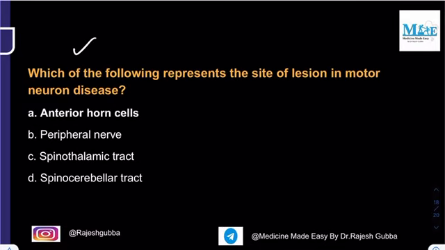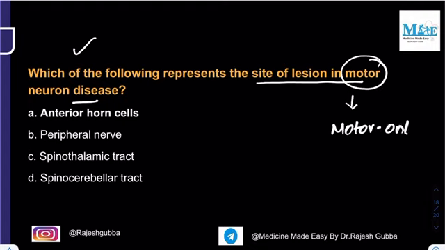Next, which of the following represents the site of lesion in motor neuron disease? Anterior horn cells, peripheral nerve, spinothalamic tract, spinocerebellar tract. Now in motor neuron disease, you have to understand that as the name tells you, there will be only motor manifestations, right? There is no sensory involvement in these patients. So that is the reason why the spinothalamic tract and spinocerebellar tract are not affected. It is only the motor component which is being seen. The anterior horn cell is also a motor component, and in the peripheral nerve also you have the motor component.